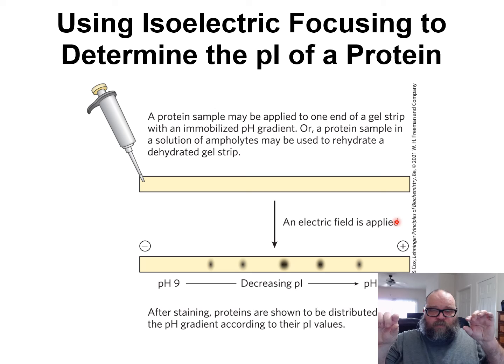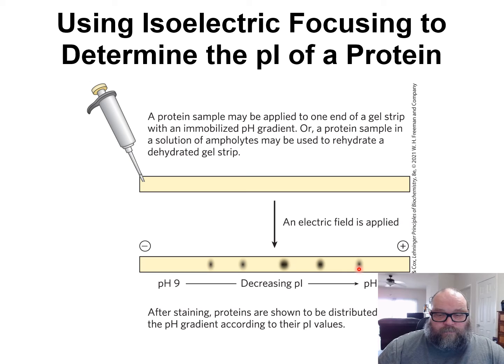That gel we're running them through, that strip, has different pHs, a different gradient running through it. High pH on one end, low pH on the other. And things are just going to settle out where their isoelectric point is. We could go through and we could cut this up. Here's things that have an isoelectric point somewhere around 7.8. Here's things, the isoelectric point around 5, things like that.